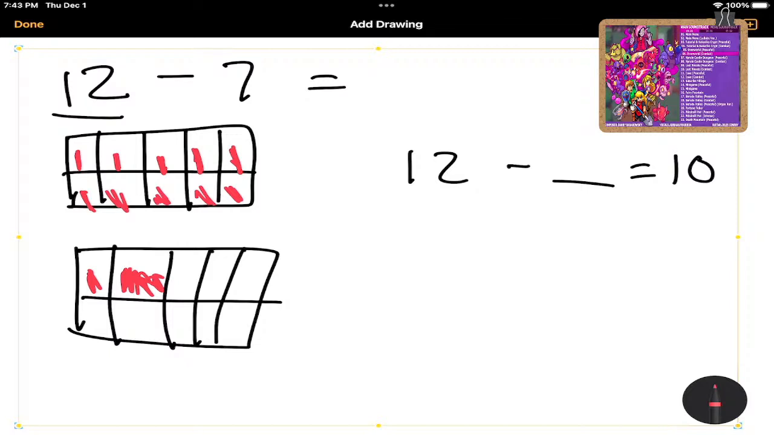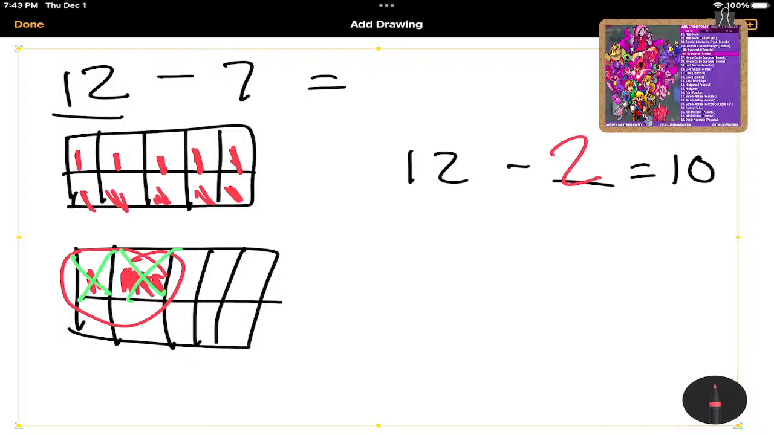But we're doing subtraction. So what are we doing? So look at the 10 frame. What do we need to do to make it to 10? We have 12 right here, right? So what do we need to do to make it a 10? Okay, so let's subtract them. 1, 2. So 12 minus 2 equals?